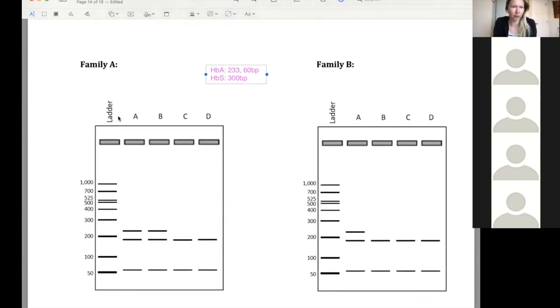So that's really the main point there. So when we look at family A, member A, they have three fragments. So what does that mean about their genotype? It contains the mutant.